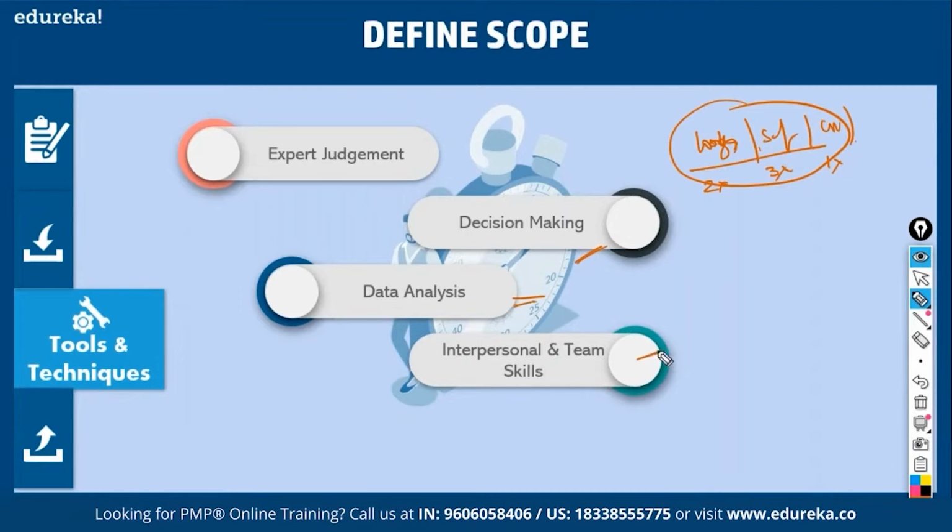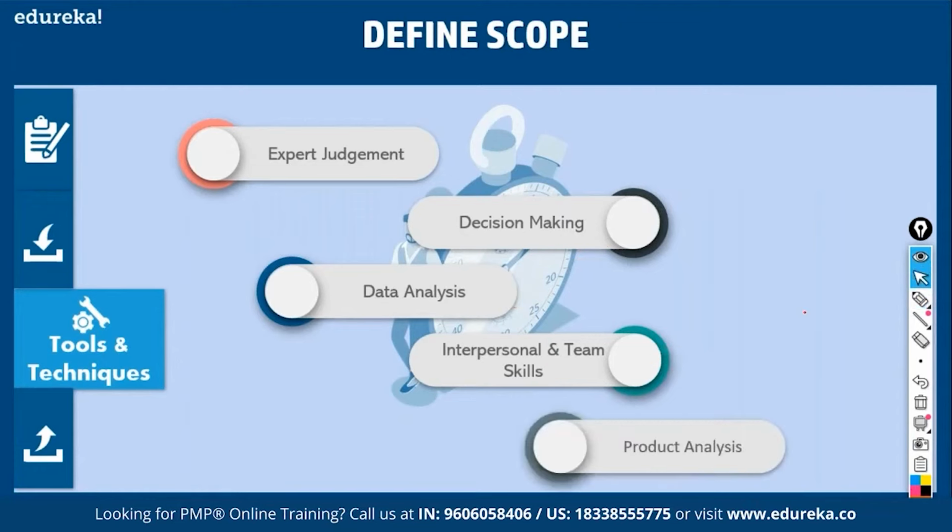Then interpersonal team skills. A lot of times while defining scope, you'll be meeting with cross-functional experts, people from design teams, technology teams, business teams, operations teams, marketing teams. You need to make sure all of them come to an agreement on all the product-based decisions. So as a project manager, you need to have a lot of facilitation skills, soft skills. Then product analysis.